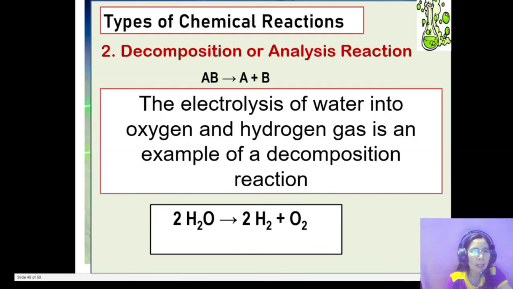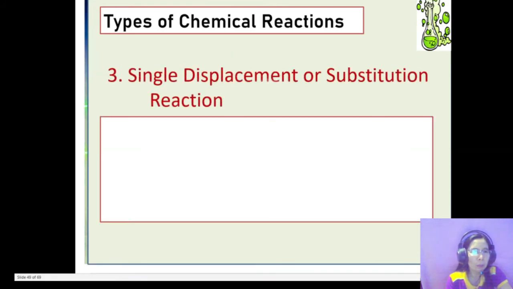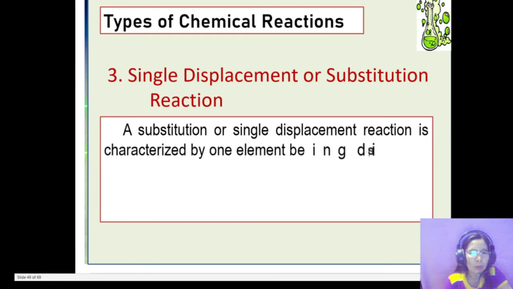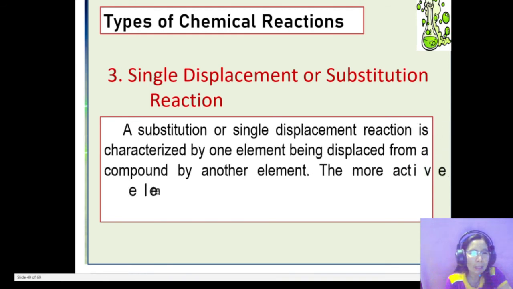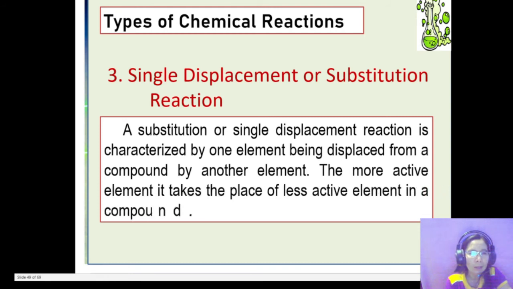Okay, that's the second type of chemical reaction. Let's proceed to the third one. It's all about the single displacement or substitution reaction. Everybody must read what is this one. A substitution or single displacement reaction is characterized by one element being displaced from a compound by another element. The more active element takes the place of the less active element in a compound. Okay? So, single displacement reaction.